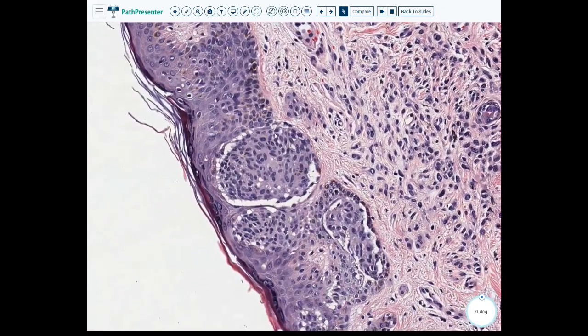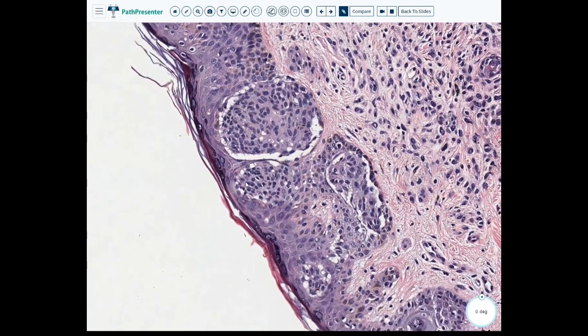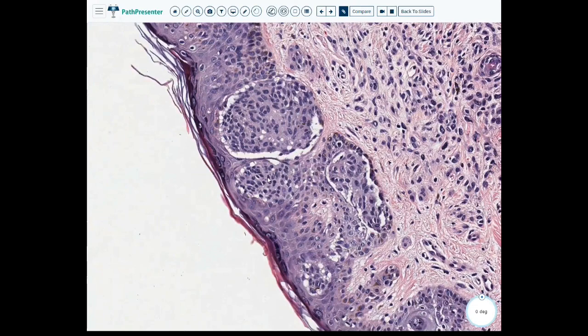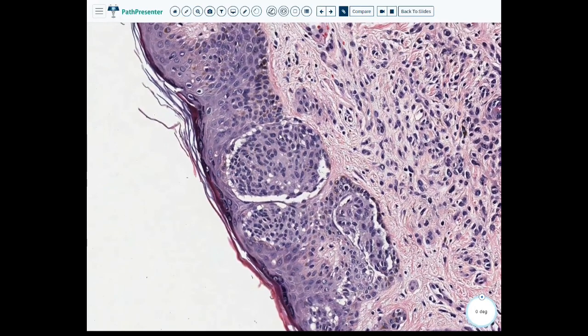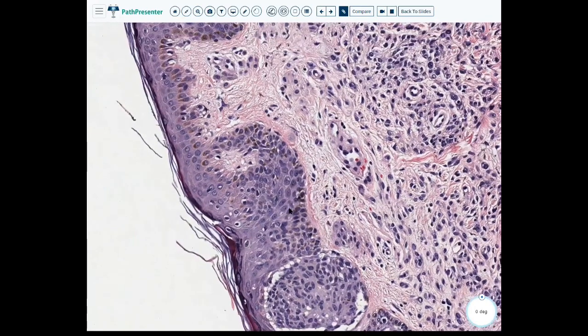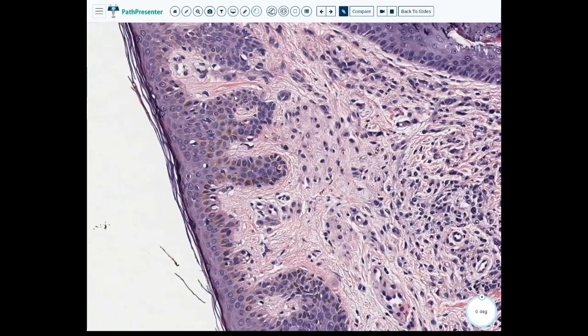And even if we look at the nests, yeah, this one, like these might be epidermal. This one's epidermal. You can still see that these are relatively happy looking nests. Okay, they're not super regular.